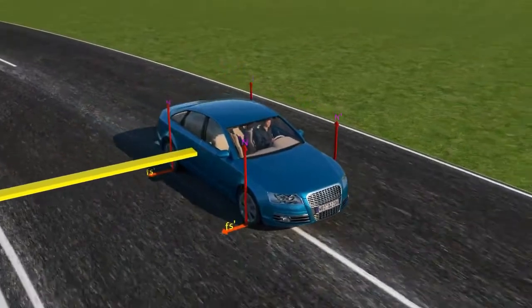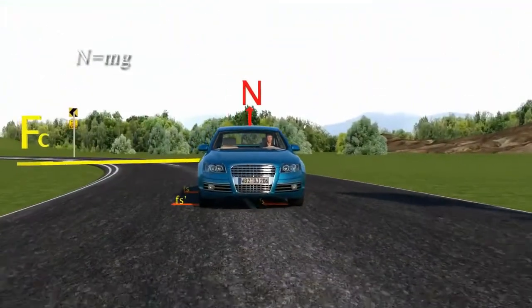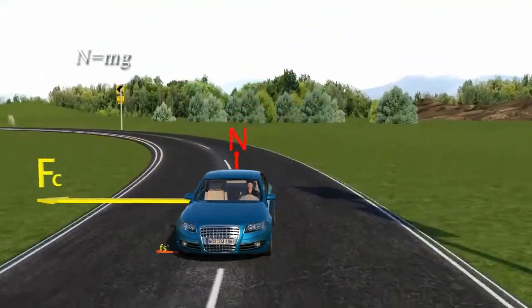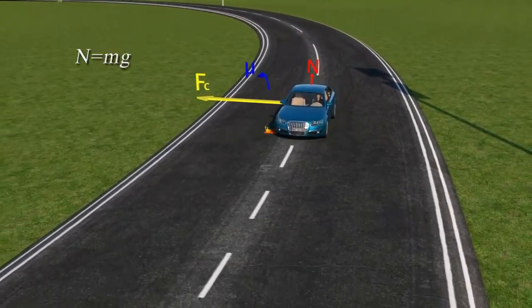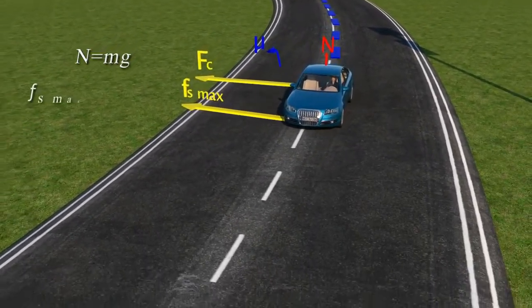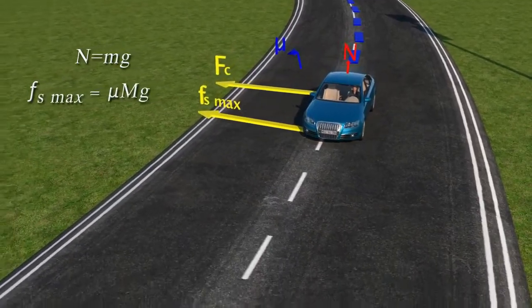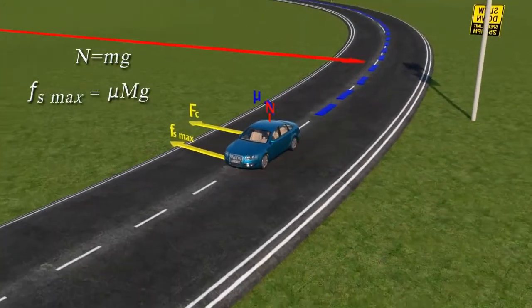The normal force N balances the weight of the car mg. If the coefficient of static friction is mu, the maximum frictional force which can act towards the center of the arc is mu mg.